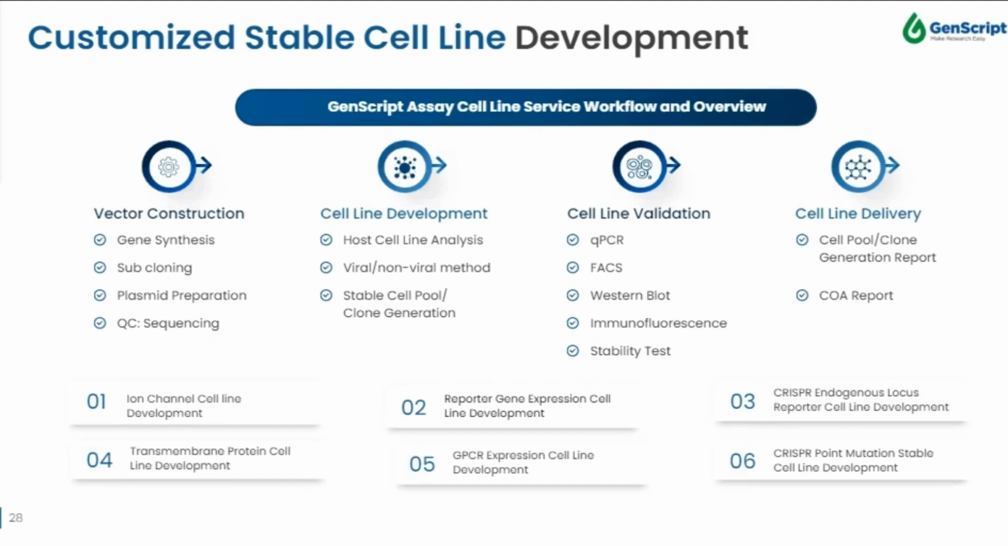GenScript's stable cell line service workflow and overview are shown here. It is also a multi-step process from vector construction to cell line delivery. Cell-powered stable cell lines are ideal for cellular assays such as target screening and cytotoxicity assay. Additionally, we also offer the single-chain derived cell line featuring the Fc receptor, G protein receptor, and immune checkpoint cell lines. These cell lines are helpful for cell-based bioassays and allow the assessment of binding affinity between antibody proteins and immunotherapeutic targets.